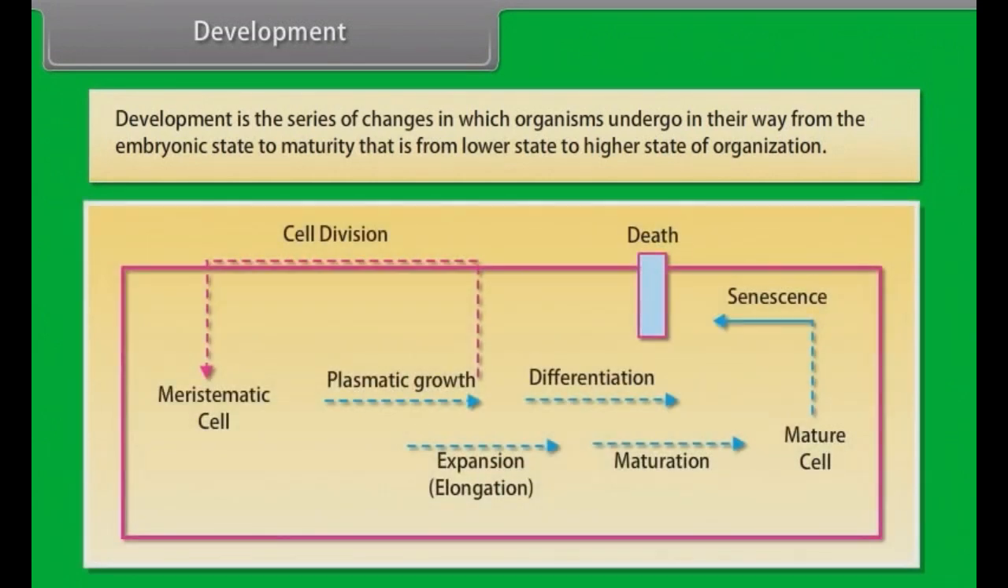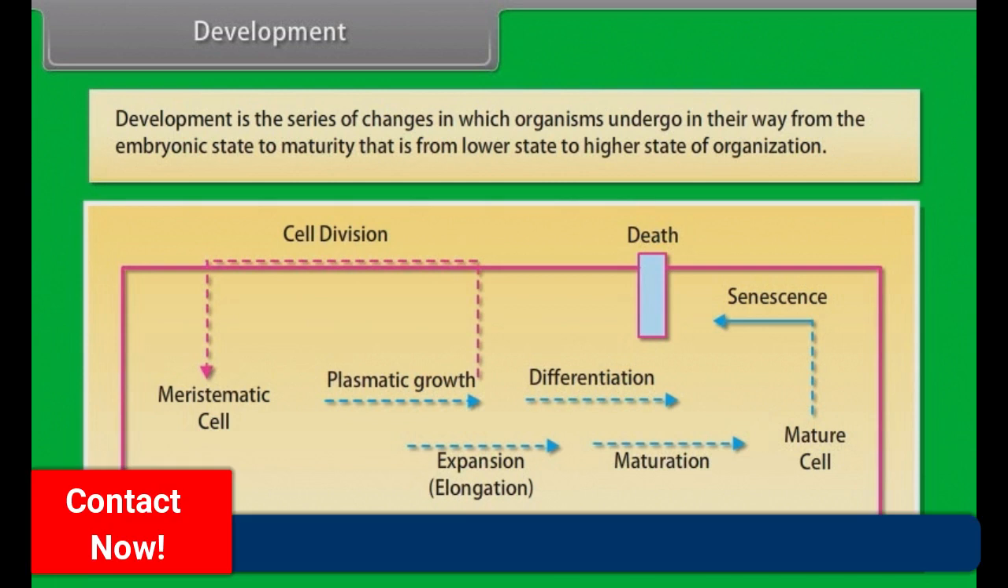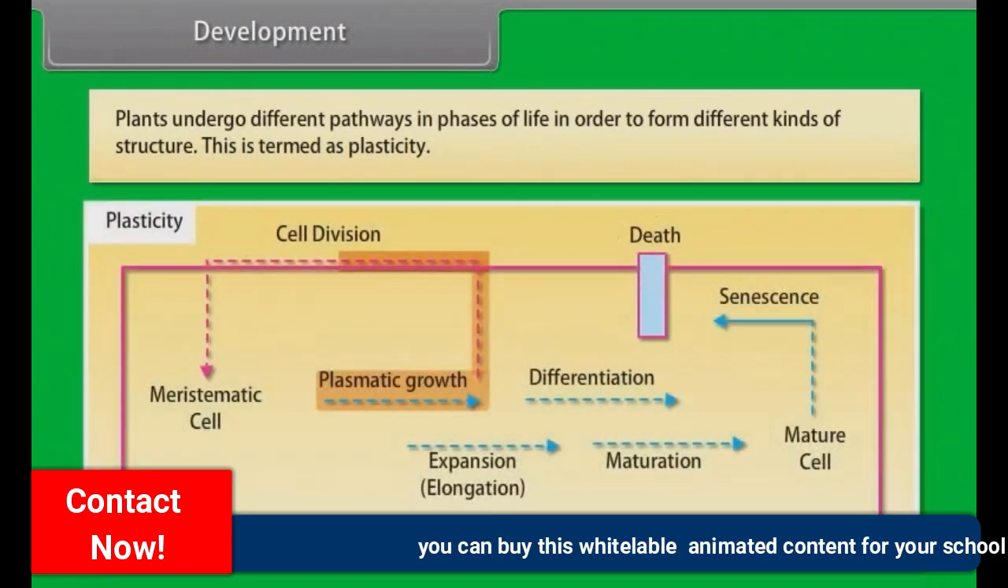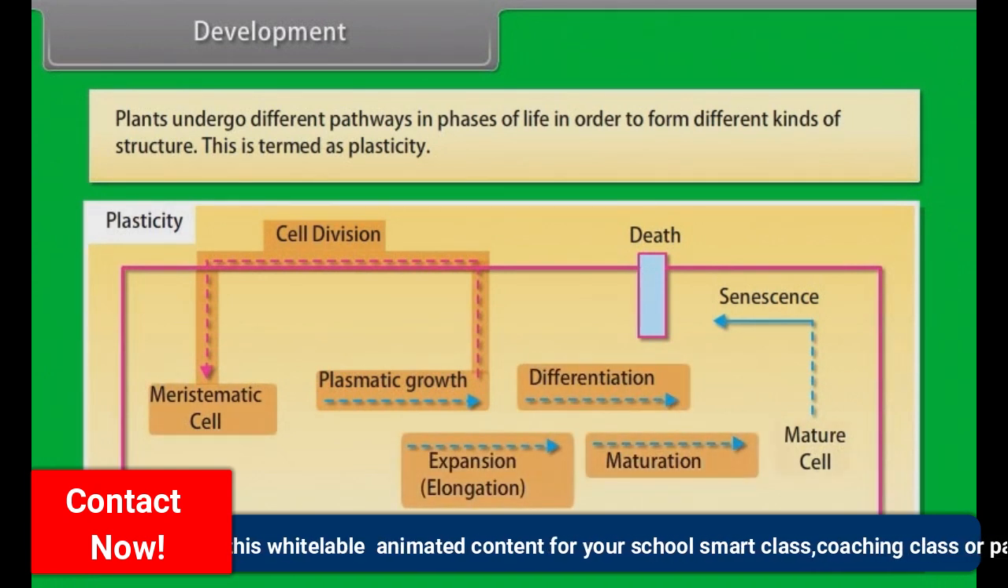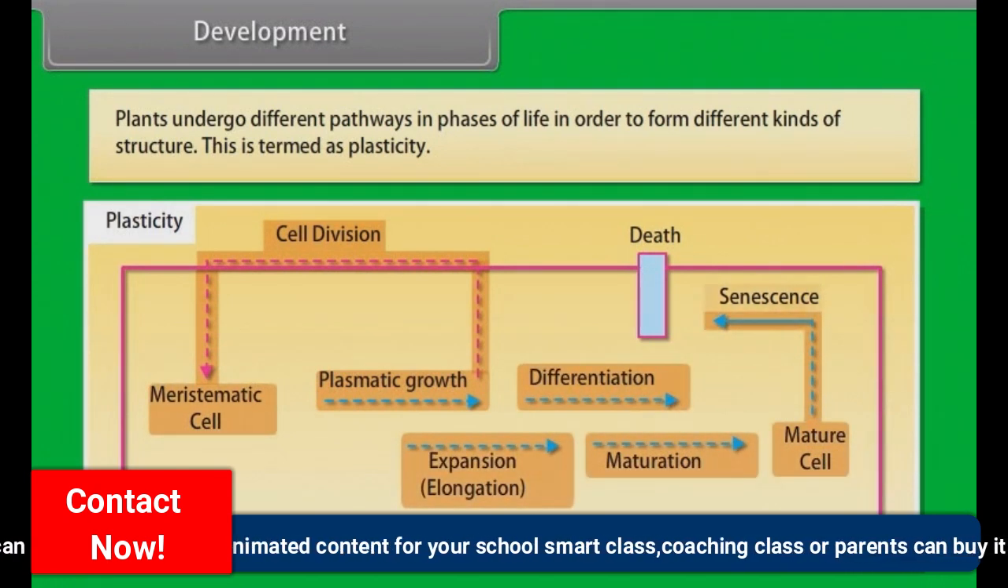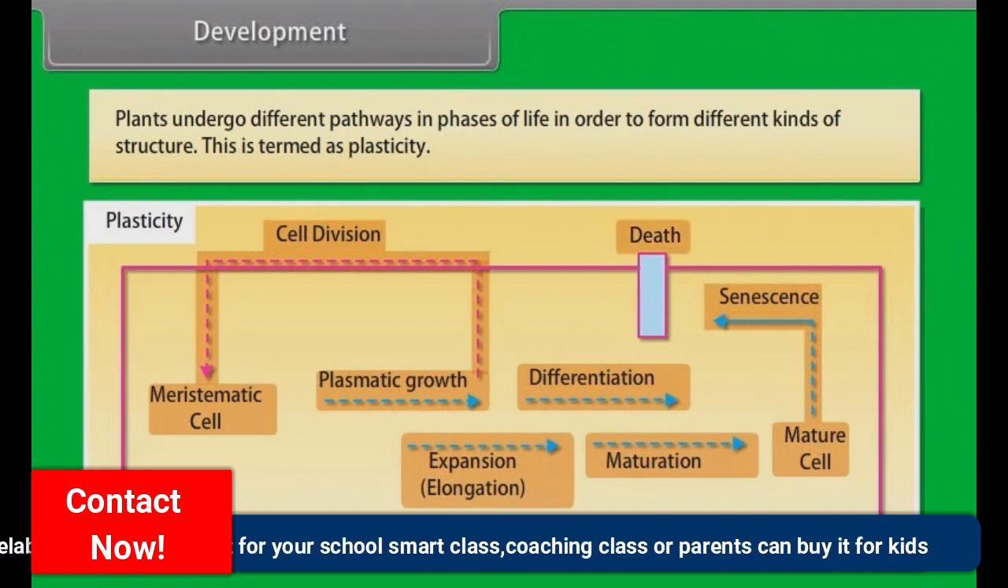Development. Development is the series of changes which organisms undergo on their way from the embryonic state to maturity, that is, from a lower state to a higher state of organization. Plants undergo different pathways in phases of life in order to form different kinds of structures. This is termed plasticity.